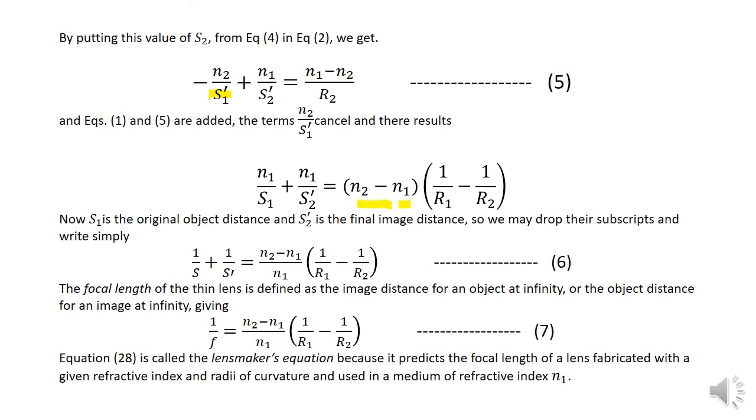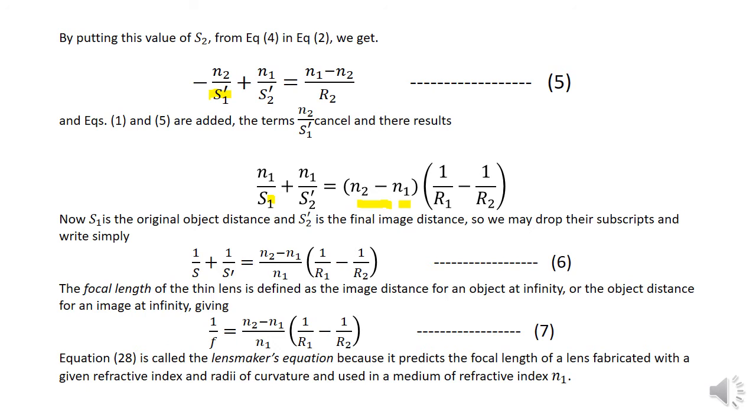Now, from the figure we know that s1 is the original object distance, and s2 prime is the final image distance. So we can drop the subscripts and write the equation as 1 over s plus 1 over s prime equals n2 minus n1 upon n1 into 1 over r1 minus 1 over r2. I have just removed the subscripts here.